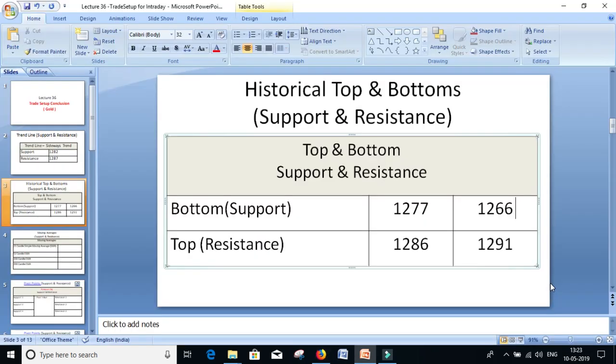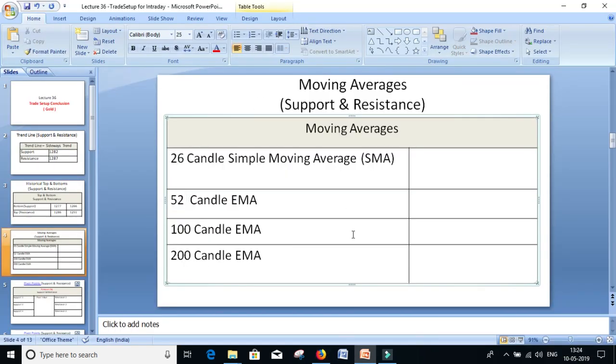Now we take another tool, that is the moving average. By the use of moving average, we can easily identify the support and resistances. We take a 26 candle simple moving average. Then we take a 52 candle exponential moving average. Then we take a 100 candle exponential moving average, and we take a 200 candle weighted moving average, so that we can get the different time frames' support or resistances. So let's start with this.